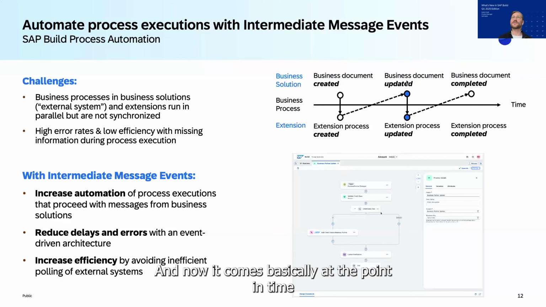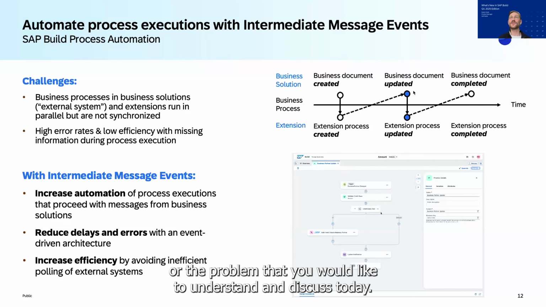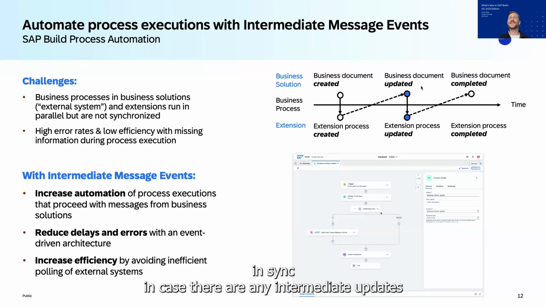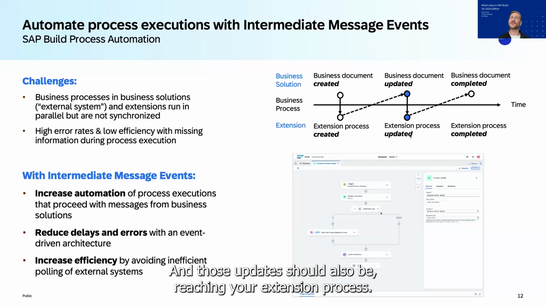And now it comes to the point in time, the problem that we would like to understand and discuss today. So the question is, how do you really keep those processes run in business solutions and extensions in sync in case there are any intermediate updates from the process that you run in your business solution? And those updates should also be reaching your extension process.